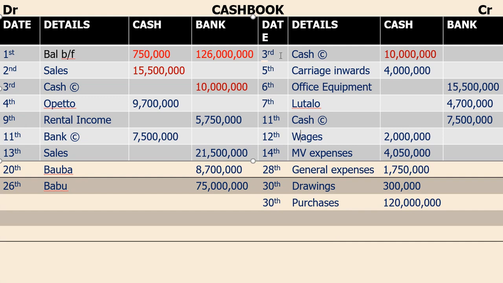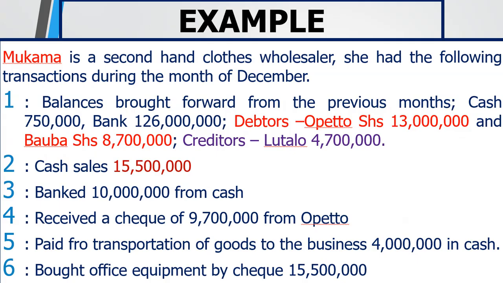Third here, the same is happening. Debit bank, the debit is the bank column of the cash book and the credit is the cash column of the cash book. That one is done. So that one is a contra entry.